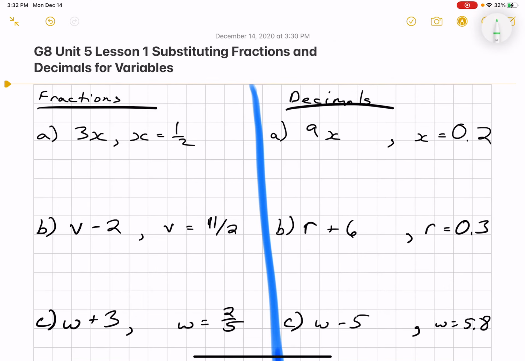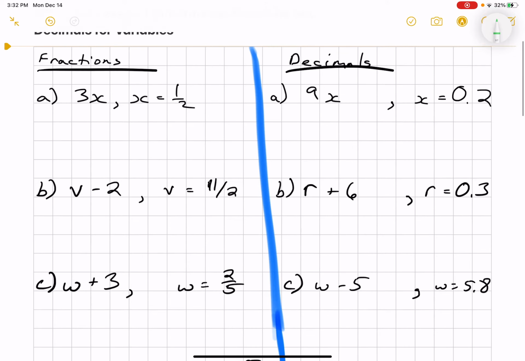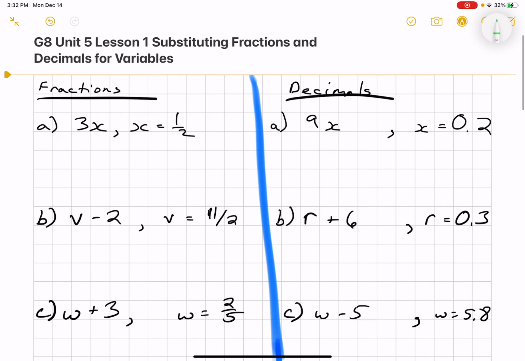Okay, so we are on a new unit. We're on Unit 5, and we're looking at variables. We're moving into patterns in algebra. So we're going to be substituting fractions and decimals for variables. A variable is a letter or a symbol that we're going to be using that is a placeholder for a number. So just looking at substituting for fractions and decimals here.